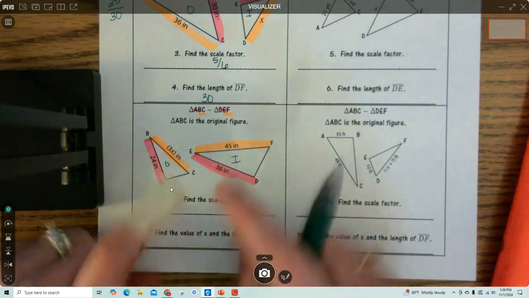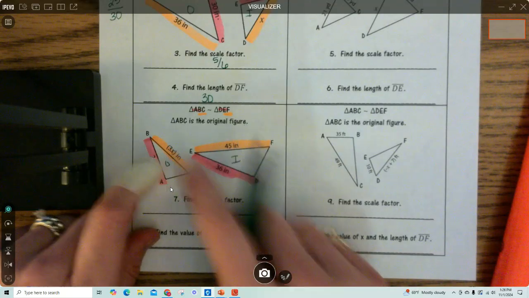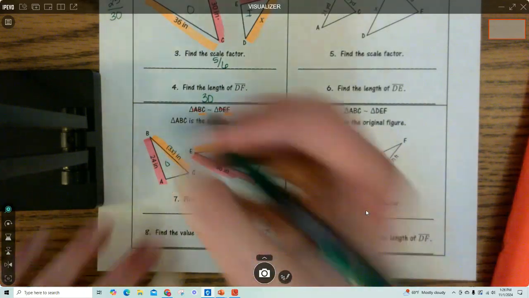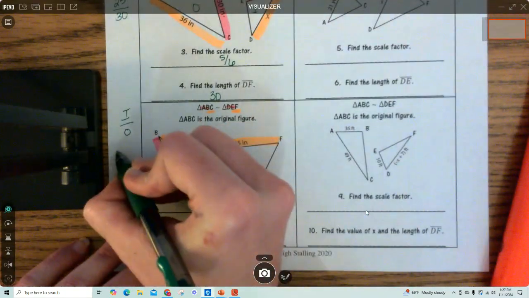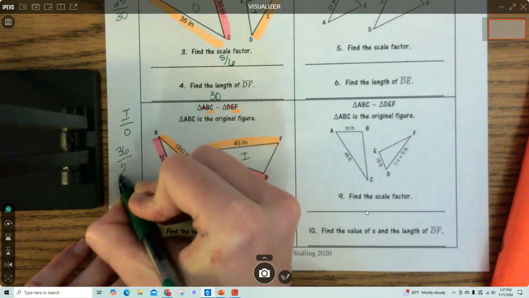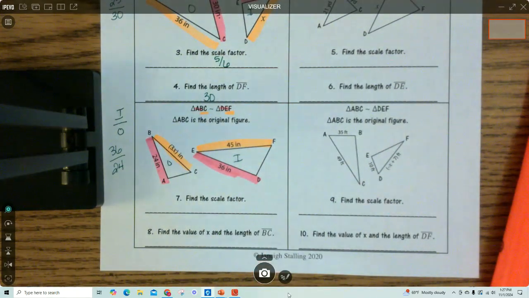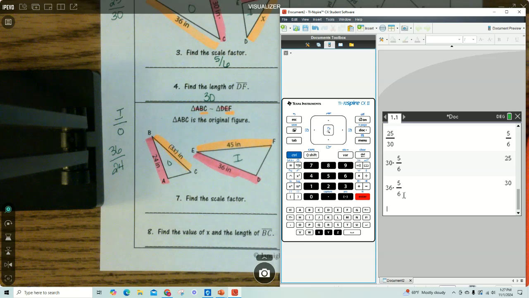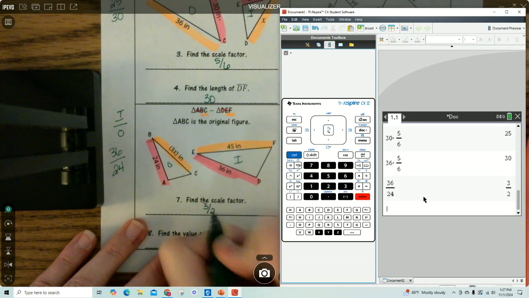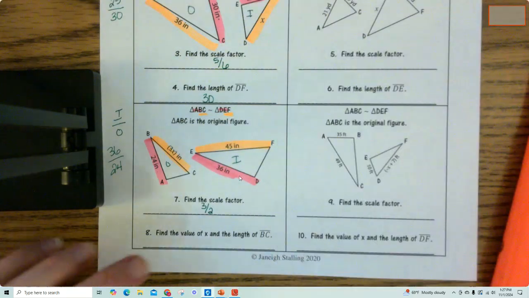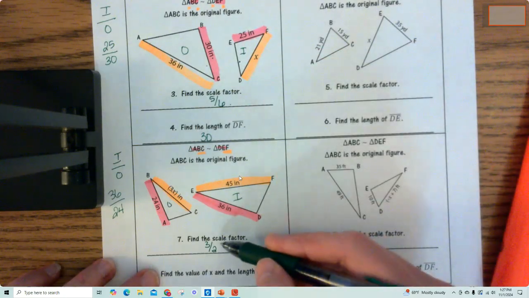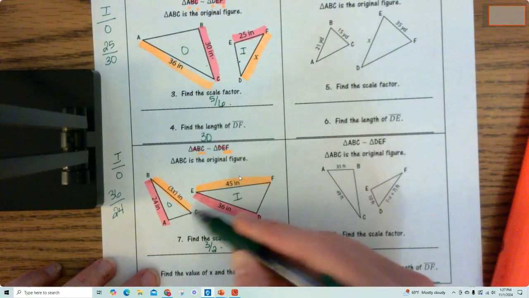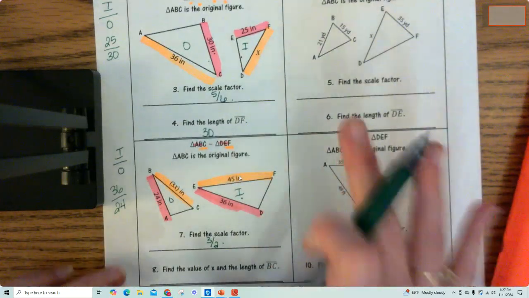All right, so to find the scale factor, I can't use the orange side because we got a missing measurement there, but I can use the pink sides. So again, image over original. Pink side on the image is 36. Pink side on the original is 24. So 36 over 24, 3/2. So to show you something, if the scale factor is less than 1, your figure gets smaller. If your scale factor is bigger than 1, your figure gets bigger. One way you can kind of check your scale factor.